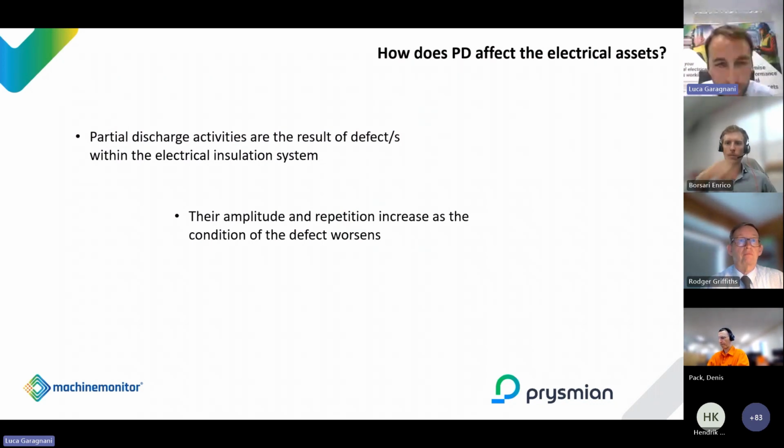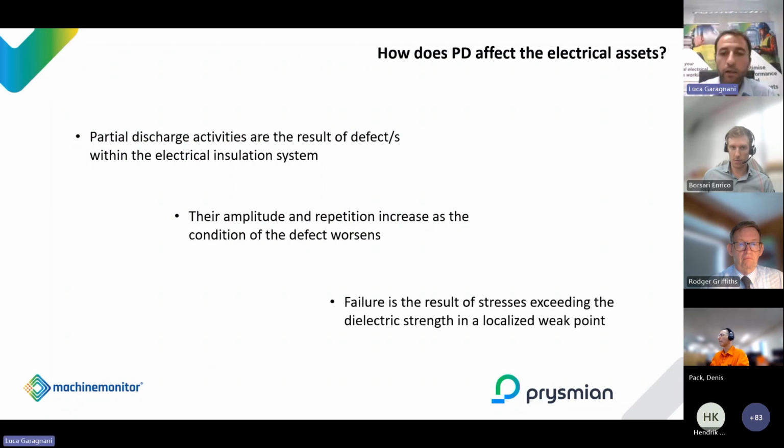Do we have a threshold? Not really, not for all applications, and it's not always applicable to have a criterion based on a threshold. And the failure that I showed in the picture is always a consequence of a combination of events. It is never the partial discharge that fails the system, but the combination of an overstress that arrives at a weak point of the electrical insulation system.